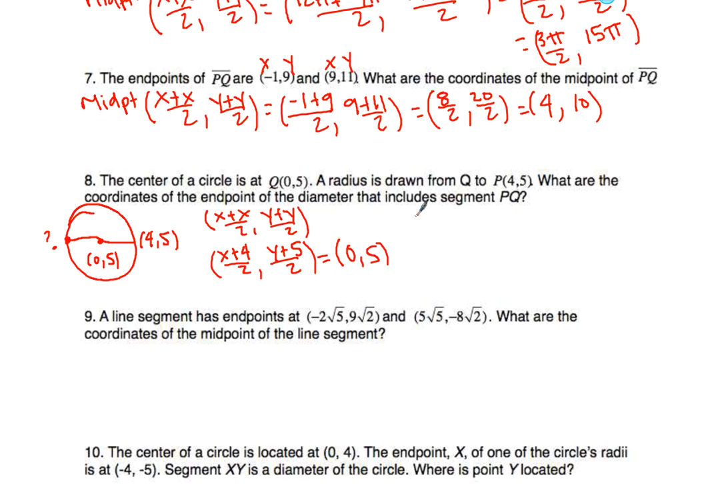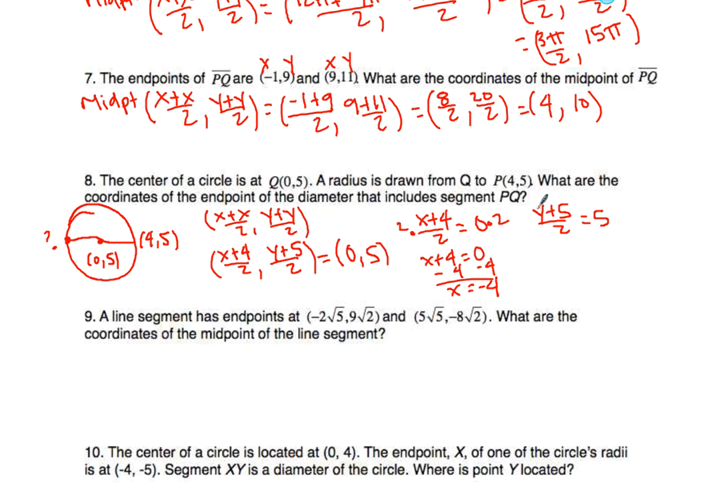So you can split it up and do x plus 4 over 2, and that should equal 0, because this gives you this. And you can do y plus 5 over 2 equals 5, because this gives you this. So basically, you're going to solve this one for your x. So times both sides by 2. You get x plus 4 equals 0 times 2, which is 0. Subtract 4 from both sides. So you get x equals negative 4.